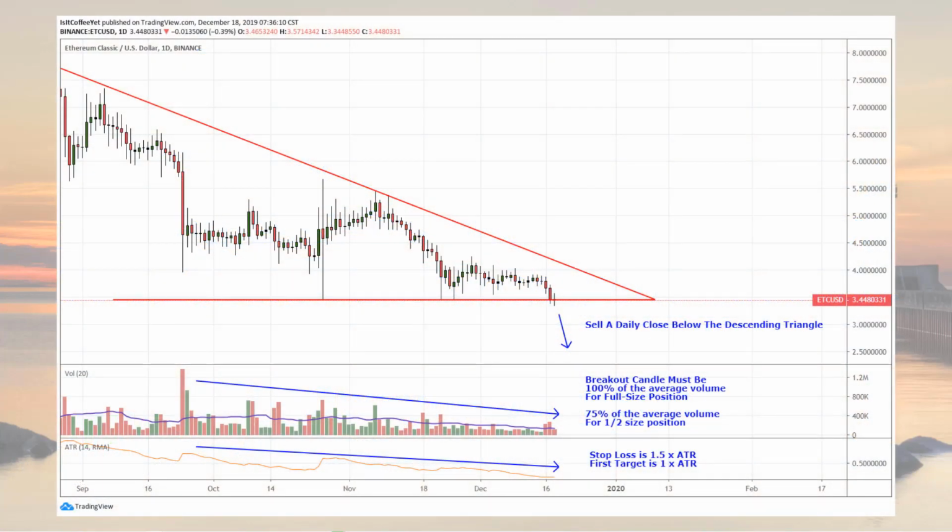Remember our daily Ethereum Classic trade plan here. We're going to sell a daily candle close below the descending triangle. If the volume is not quite average, go half size as long as it's at least 75% of the average. Your stop loss is 1.5 times the ATR, and your first target is 1 times the ATR.